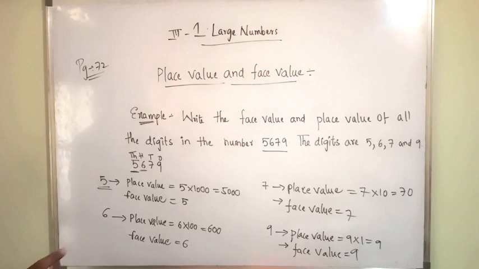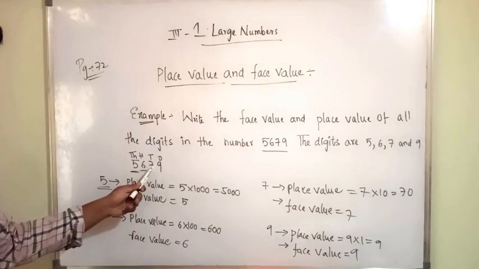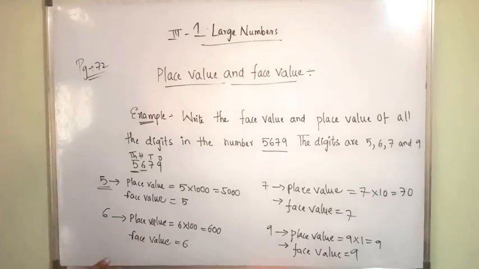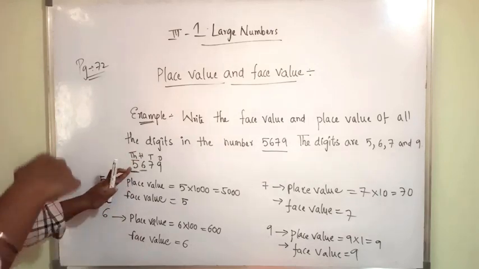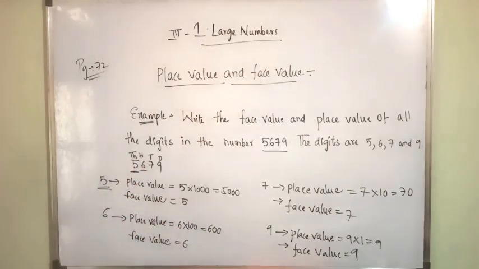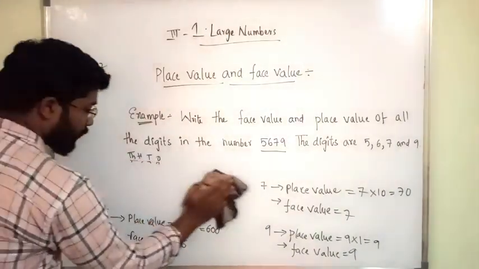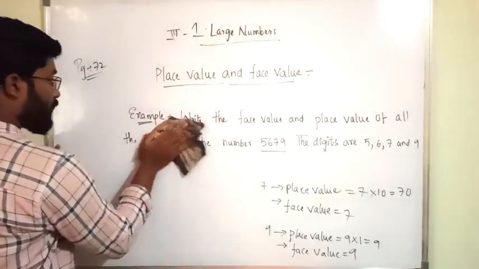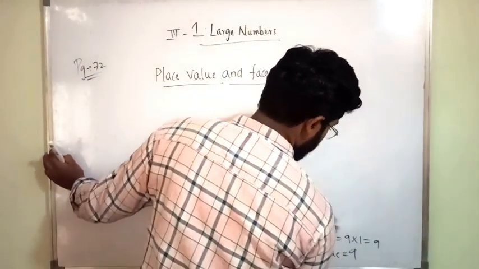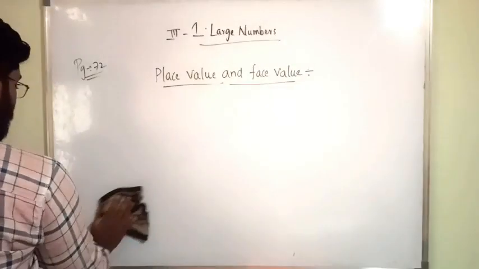Like that we have to understand, we have to divide ones, tens, hundreds, thousands, which digit is in which place, and that digit into that place we will get the place value, and face value is that digit itself. So like that we have to write the place values and face values for each number. Clear?